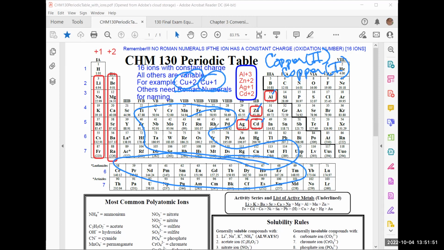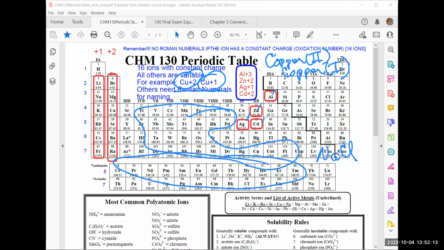And we only use that type of naming for all these other metals that can have a variable oxidation state. The ones in red, because they are like that 100%, we don't use Roman numerals. So as I mentioned earlier, we have sodium chloride. We simply call it sodium chloride.